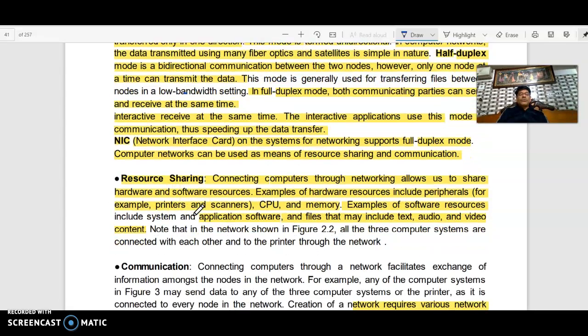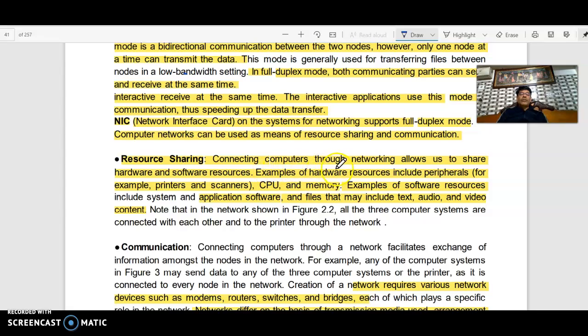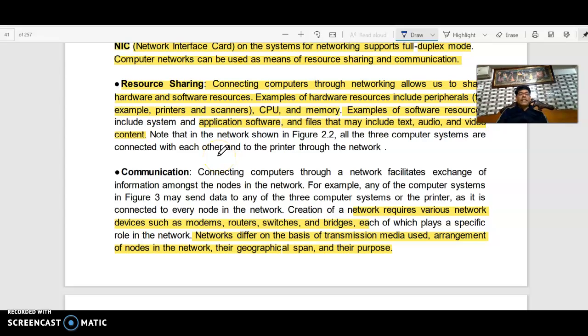Resource sharing I have already told you about. The sharing may be in terms of hardware and in terms of software. In my last video I also told that connecting computers through networking allows us to share hardware and software resources. Examples of hardware resources include peripherals like printers, scanners, etc., CPU and memory. Examples of software sharing are application software and files that may include text, video and audio content. Okay, now this is about the resource sharing we are talking about.